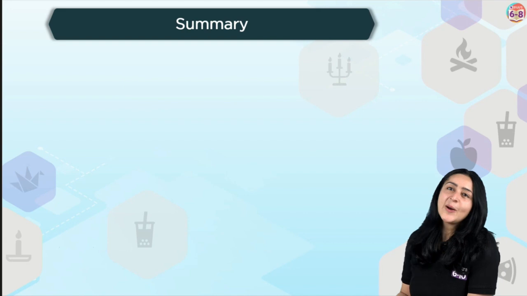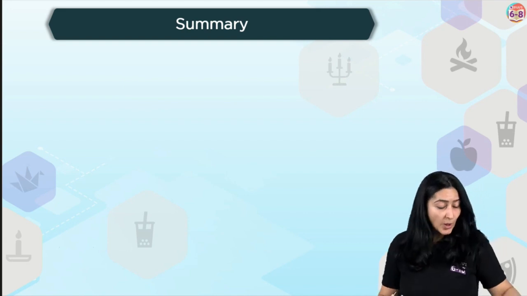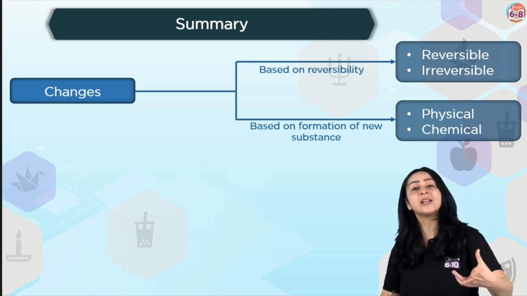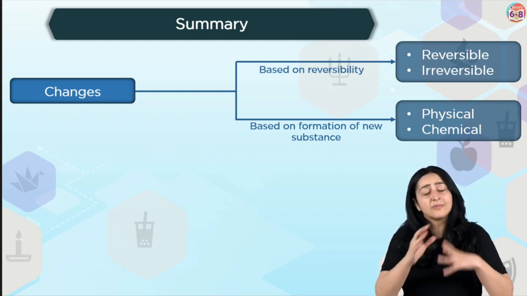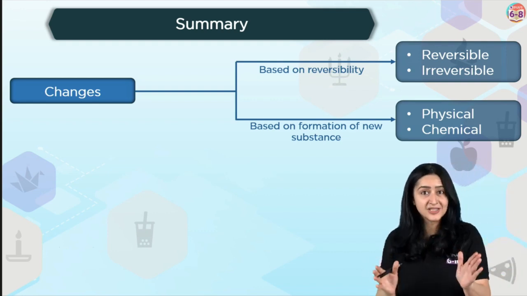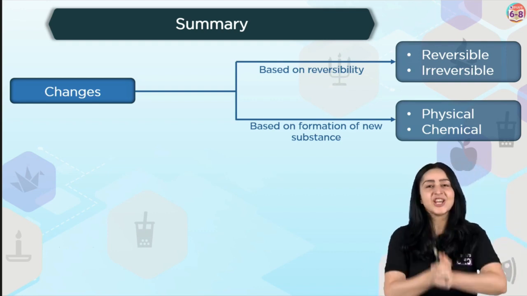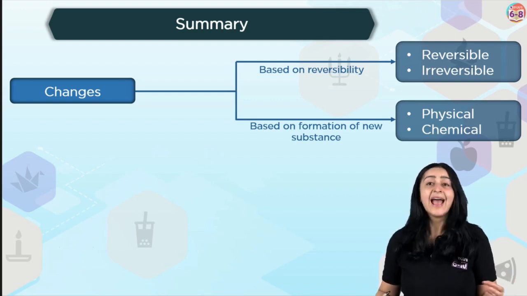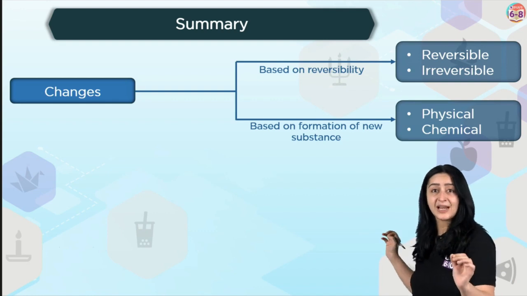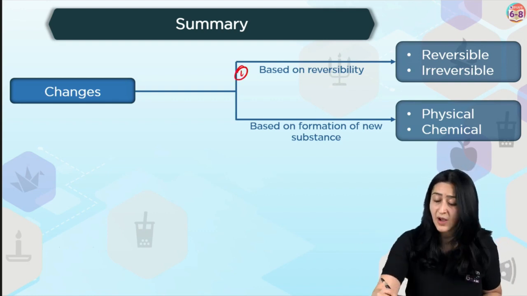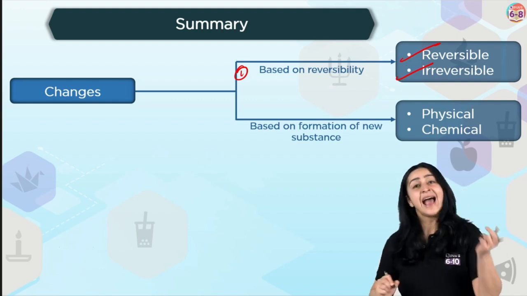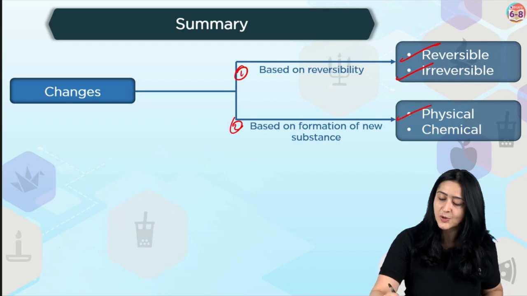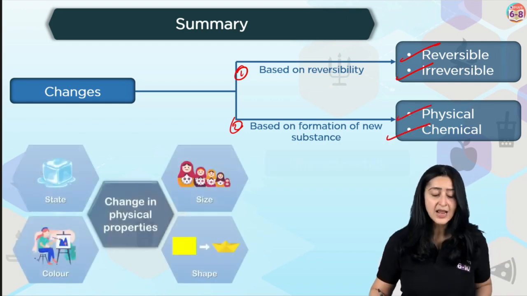With that, we now do a quick recap of what we have studied. We've spoken about changes. A change is something that alters one or more properties of a substance. Changes can be classified, number one, on reversibility, where you have reversible or irreversible changes, and then on the basis of the formation of a new substance, where you have physical change and chemical change.